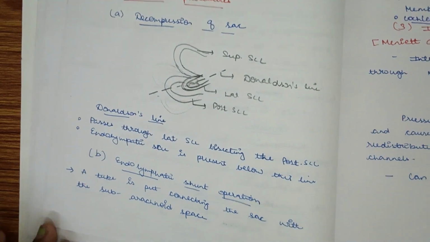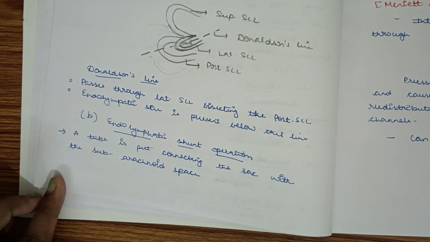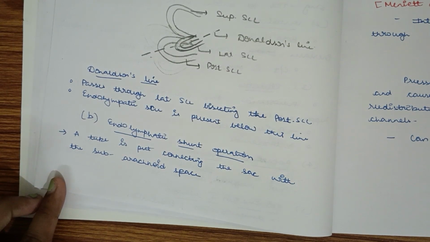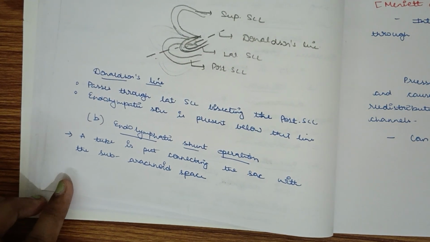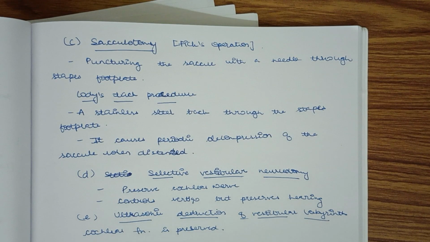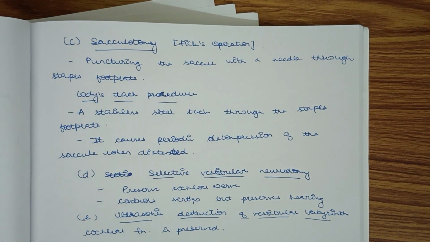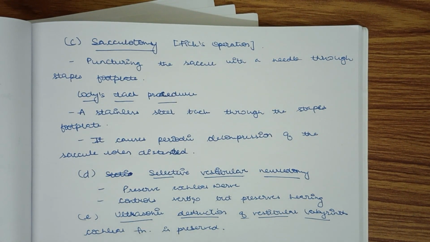And then we can do the endolymphatic shunt operation, in which a tube will be passed connecting the endolymphatic sac with the subarachnoid space, such that the excess endolymph will be drained into the subarachnoid space. And then we can do sacculotomy, which is also known as Fick's operation. In this, puncturing of the saccule will be done with a needle through the stapes footplate. As we know, the saccule will be distended and will press on the stapes footplate, therefore a needle can be passed through the stapes footplate and puncturing of the saccule can be done.